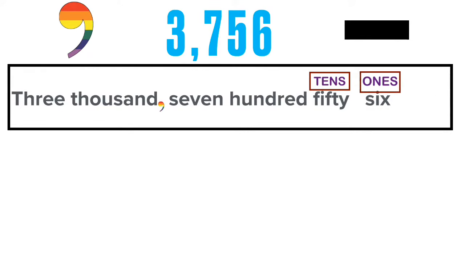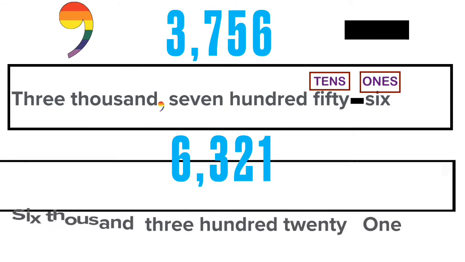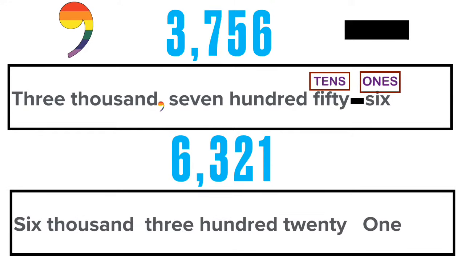Now, let's have our second example, 6,321. Again, let's apply the use of comma and hyphen here. Let's write first the word 6,321. So, the first thing that you need to do is to write the comma after the word thousand. Then, write the hyphen between the tens and ones number. Let's put the hyphen between them. That is the correct way in writing 6,321 in words.